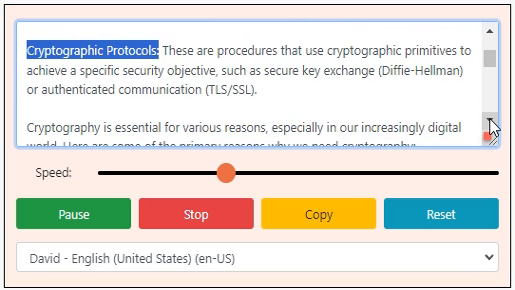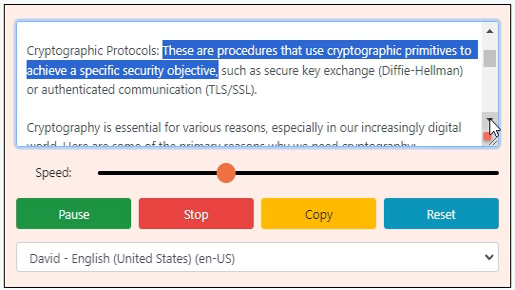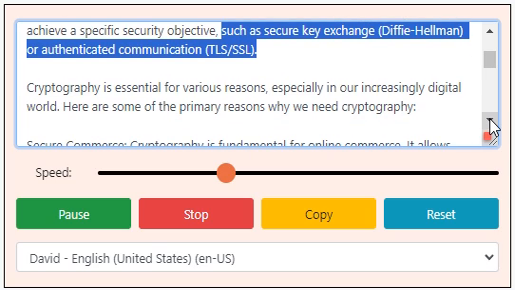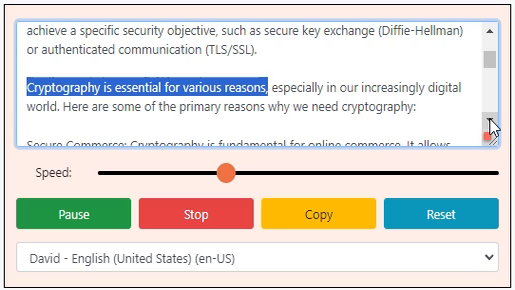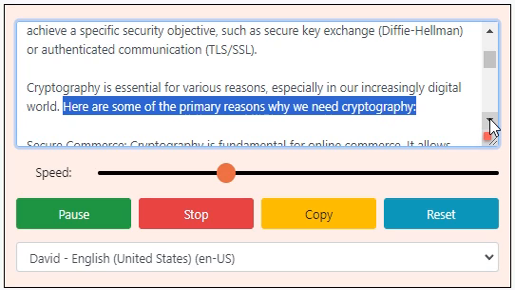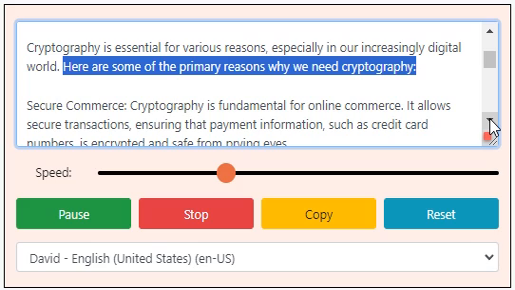Cryptographic protocols. These are procedures that use cryptographic primitives to achieve a specific security objective, such as secure key exchange, Diffie-Hellman, or authenticated communication, TLS/SSL. Cryptography is essential for various reasons, especially in our increasingly digital world. Here are some of the primary reasons why we need cryptography.